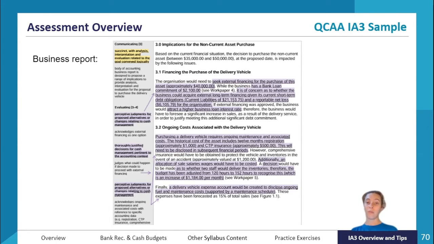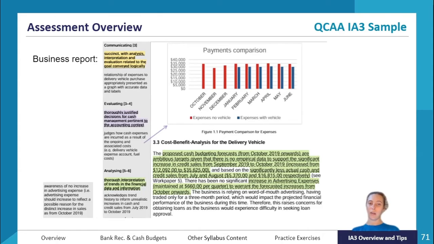So this is looking at a bit of a what-if situation here. Instead of changing the accounts receivable collection rates, like my example paragraph earlier, this time we are changing our wages, with the number of hours worth of time we need to pay employees for. A delivery vehicle expense account would be created to disclose ongoing fuel and maintenance costs, and these expenses have been forecasted as 15% of total sales. So a really clear explanation of everything that is being done.